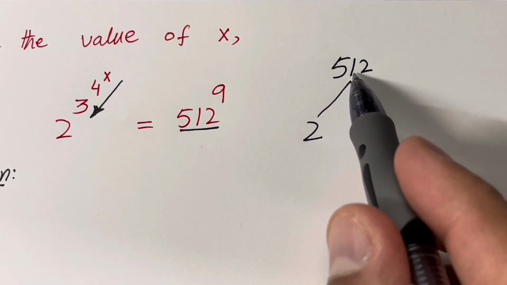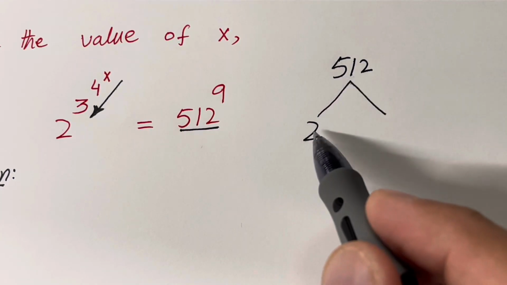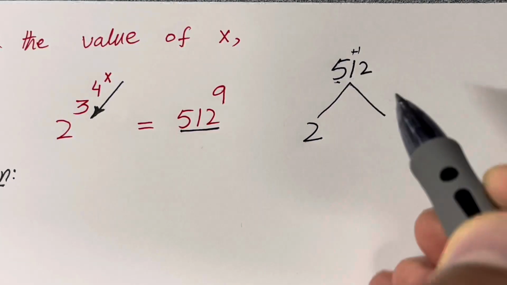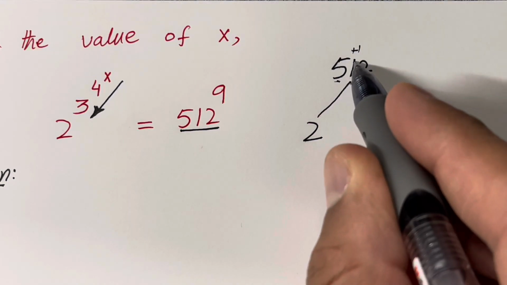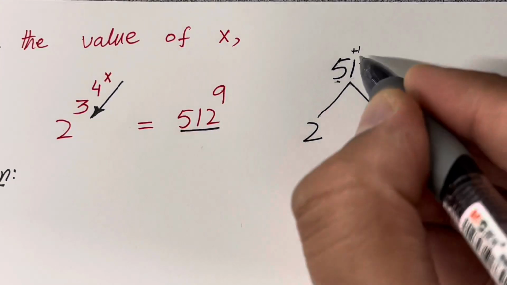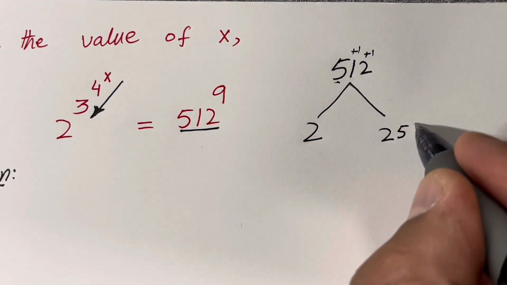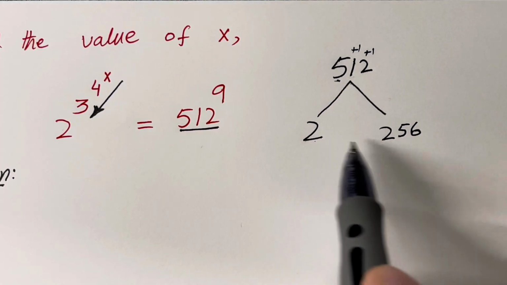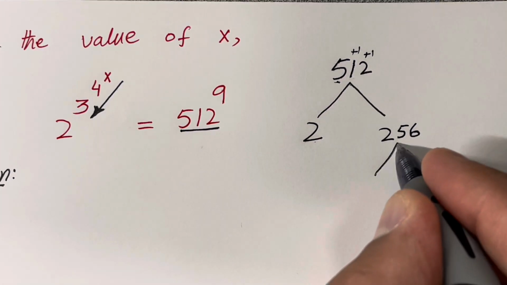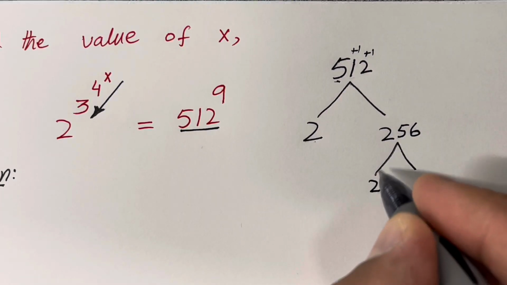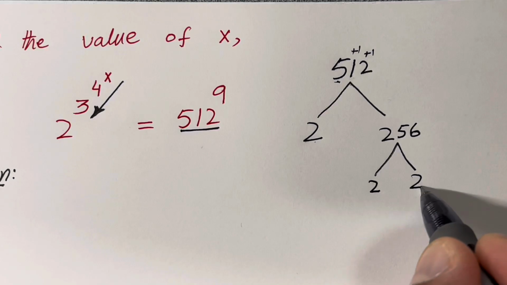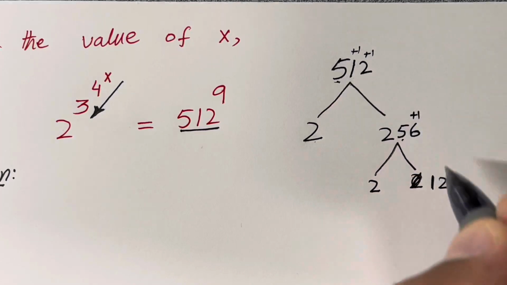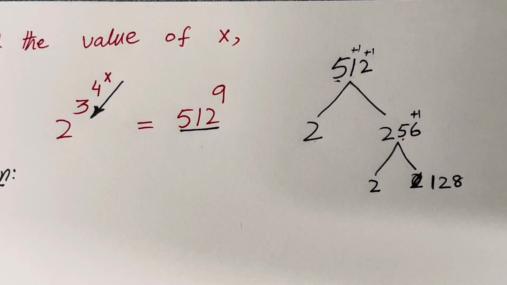So we have 512. If we divide it by 2, then 2 2s are 4, 1 carries, 2 2s are 4, and then we have 11 here, 2 5s are 10, carry 1, and 2 6s are 12. In other words, 512 divided by 2 is 256. Similarly, divide 256 by 2: 2 ones are 2, 2 2s are 4, carry 1, and then 2 8s are 16.